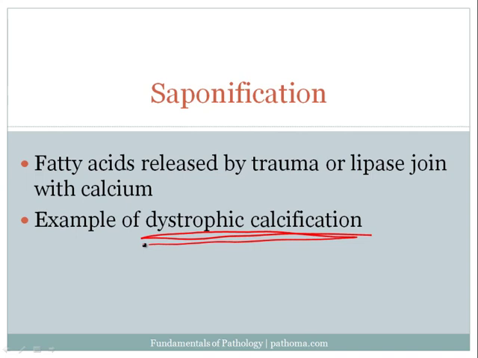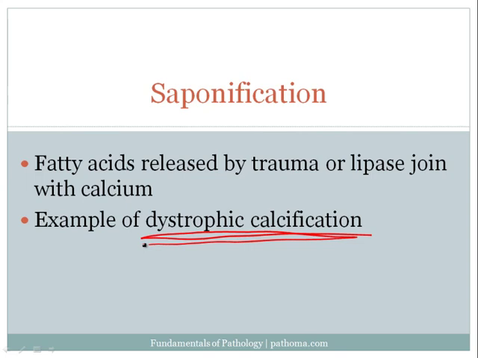The first is dystrophic calcification, and the idea here is that there is a dead or dying tissue, and that dead or dying tissue becomes a nidus for the calcium to deposit. The serum calcium is normal, the serum phosphate is normal. However, calcium can deposit on the tissue because the tissue is dying. So one example of dystrophic calcification would be saponification, where you have dead fat, which then picks up the calcium.